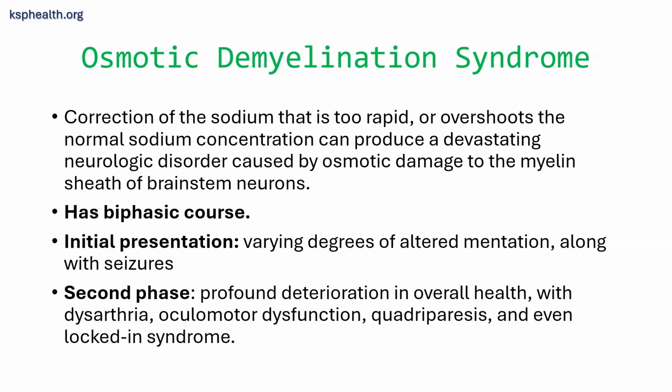Some patients are more susceptible than others. Number one, overshooting. Number two, underlying liver disorders. They are also more prone with protein energy malnutrition associated with hypokalemia. All of these are associated with a higher incidence of osmotic demyelination syndrome.